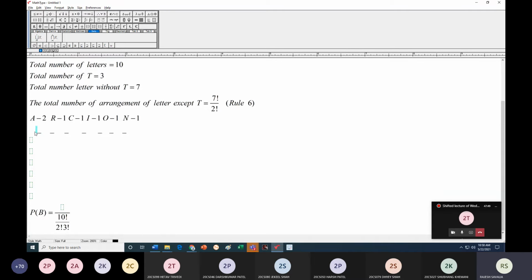So where can you put T? Tell me. This space is used for the letters which are not T. You can put A, R, C, I, O, N. So how many places do you have where you can put T?